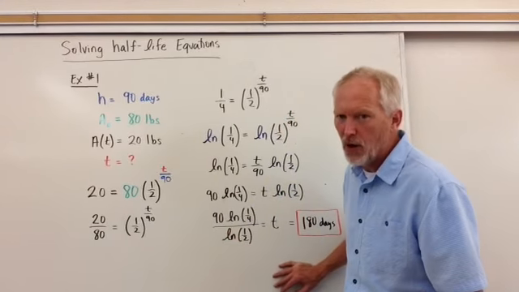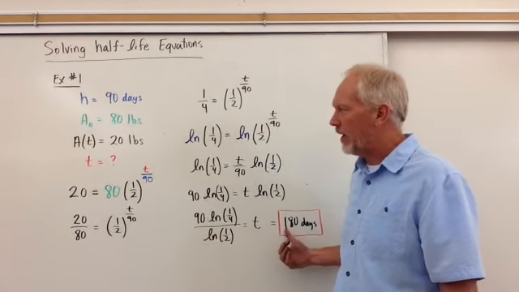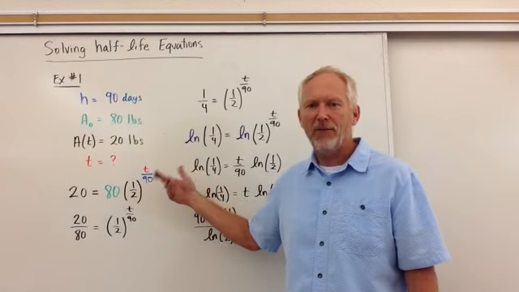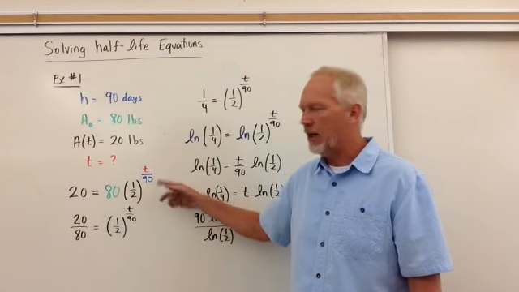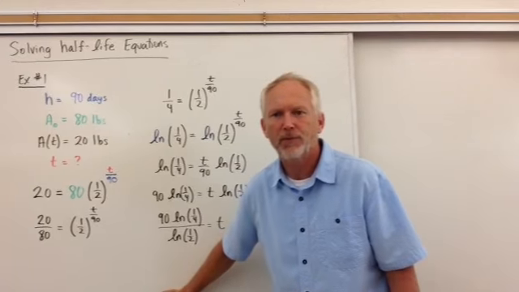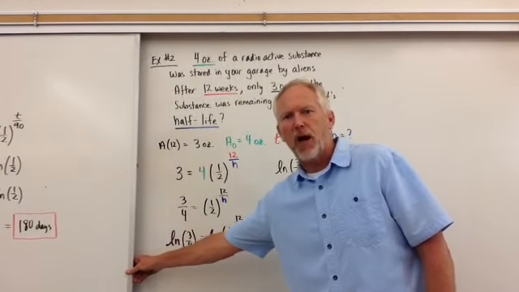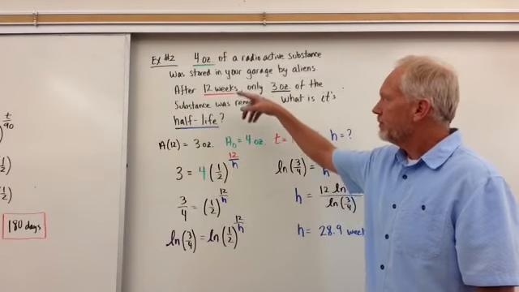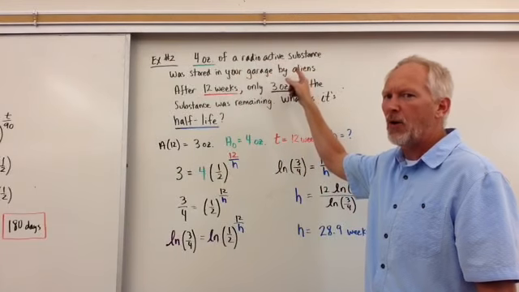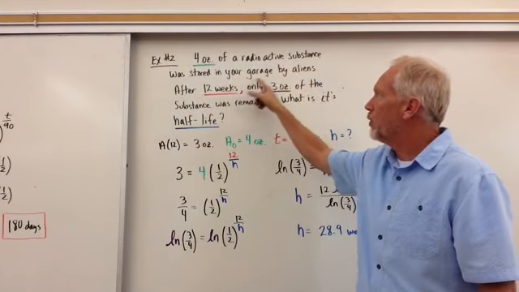And in fact, we just solved for it, and we got 180 days, and guess how many half-lives there are in 180 divided by 90? Well, there are 2, all right? So it makes sense.